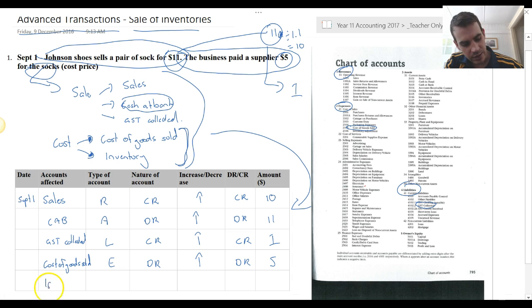The final account is going to be our inventory account. Our inventory account is an asset account. Assets are a debit by nature. This time, because we've sold inventories, our inventory balance has gone down, so this is going to decrease. So that's going to switch from a debit to a credit of $5.